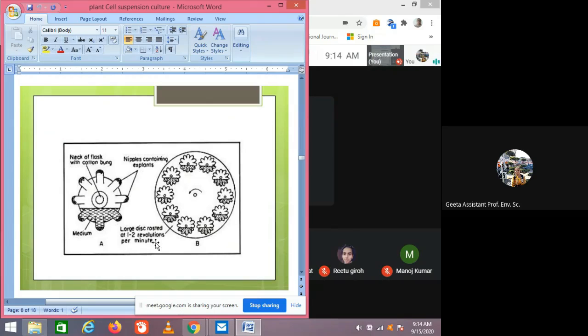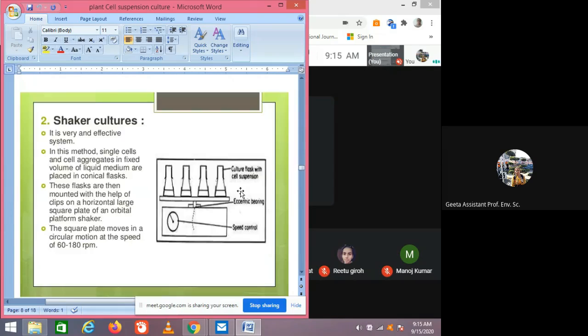Large disc rotated at 1 to 2 revolutions per minute. इस तरह से जो है ये रोटेट करेंगे. इसका दिखा रखा थोड़ा सा डायग्राम. Then comes the shaker culture. ये तो था आपका निपल में, और ये है शेकर में. शेकर में क्या आप शेकर पे रख देते हो.